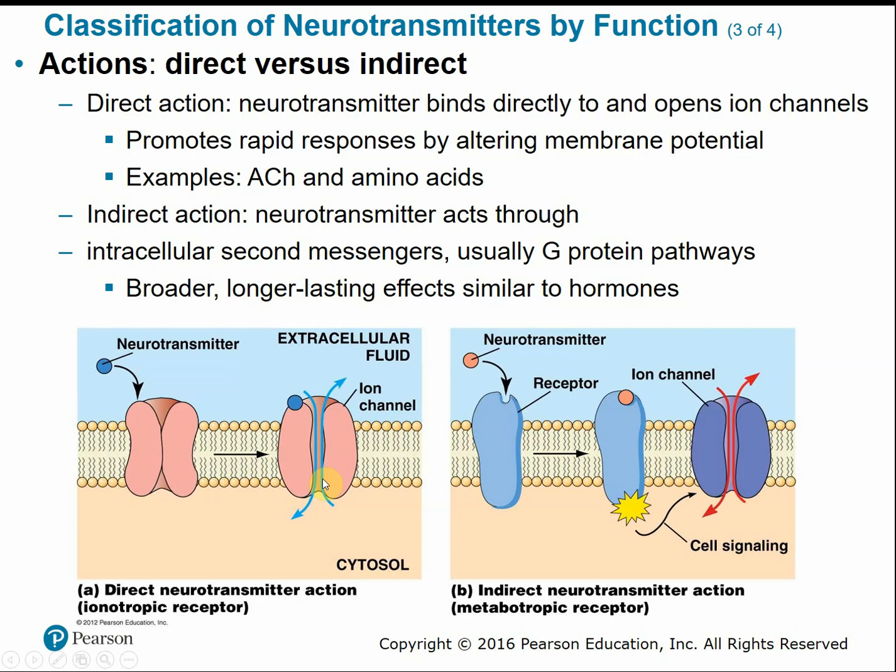flow in. An indirect action would mean the neurotransmitter has to act through an intracellular second messenger system. So the neurotransmitter doesn't elicit the direct effect on its own. It requires some assistance to carry that message down the membrane for it. These indirect actions generally have longer lasting effects that are more similar to hormones, whereas with your direct action, once the neurotransmitter unbinds from the protein receptor, it's going to stop the effect. It's going to close the channel.